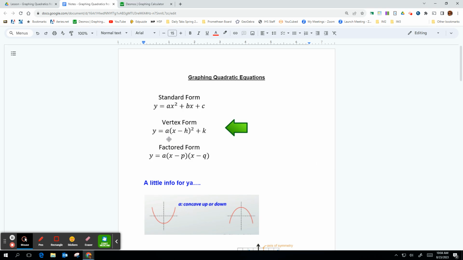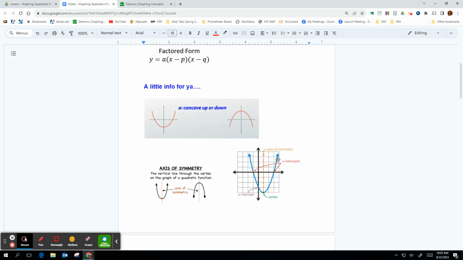So vertex form is when it's written in this style. It doesn't have all the A, B, and C like the last video had. It has an A. The B and C are gone, so we're not really going to find our A, B, C. But it has an H and a K. We're going to talk about what those mean in a second. And again, factored form will be in a different video.